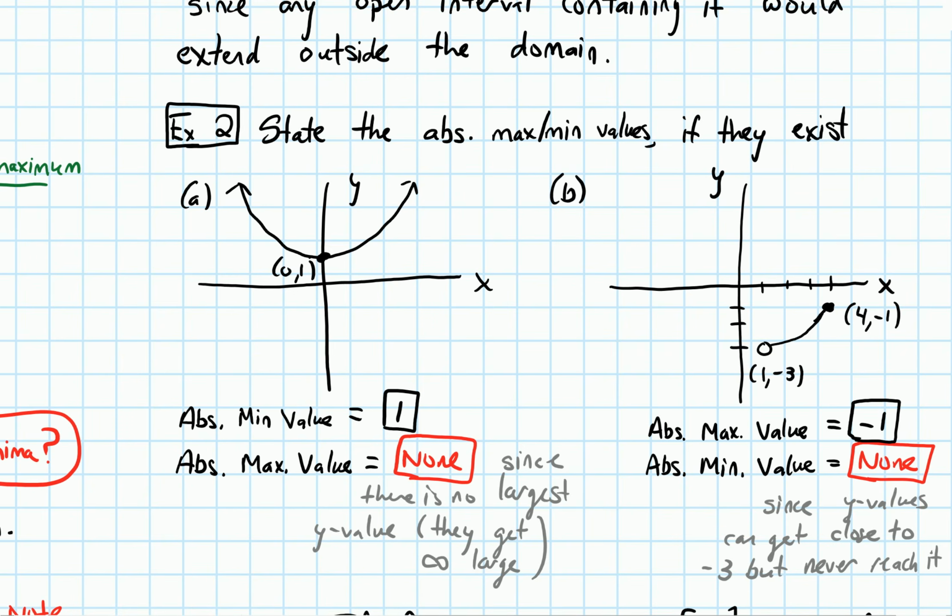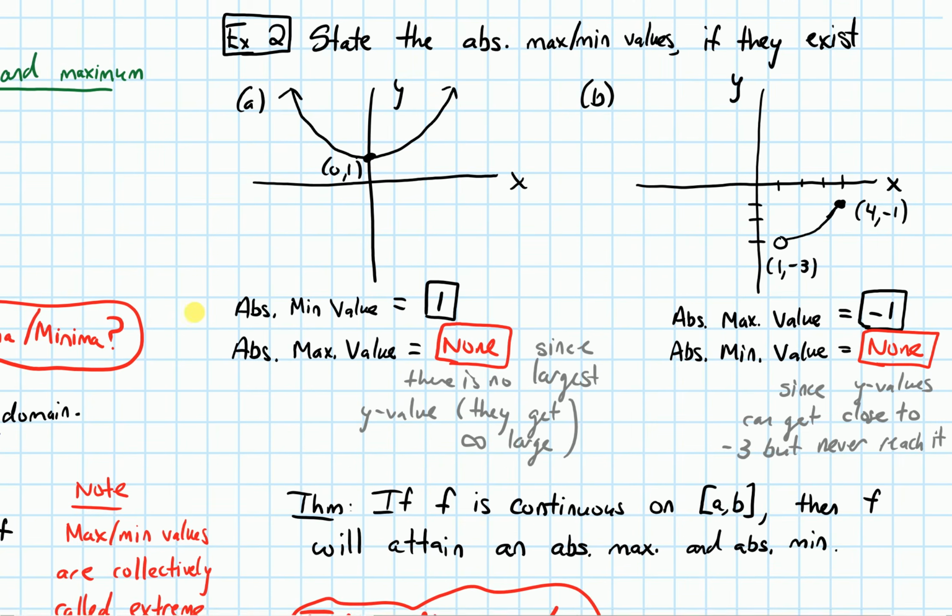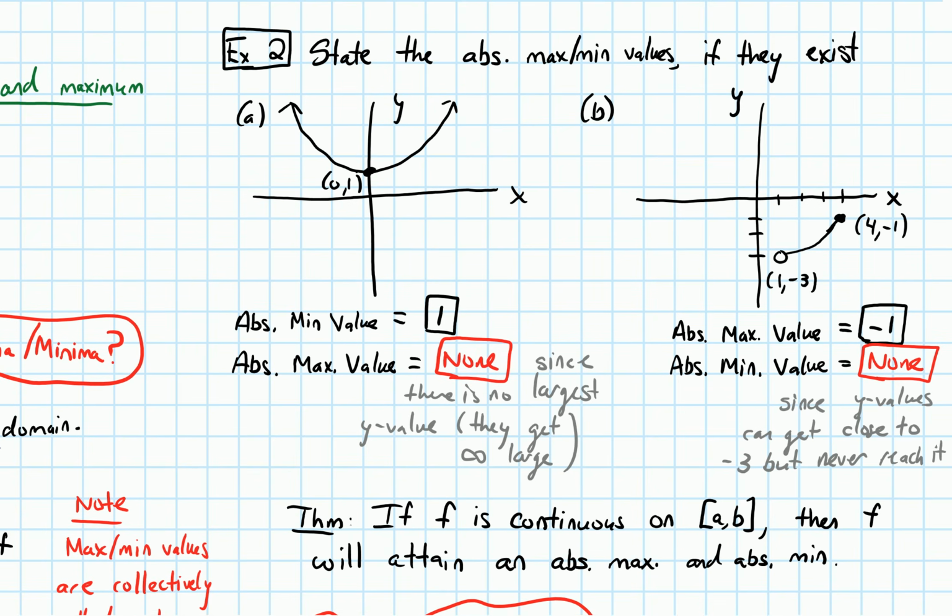All right, so what I want to end this video with is stating a theorem that states a condition that will guarantee, for a special type of graph, an absolute max and an absolute min somewhere within our domain. So it turns out that if my function f is continuous on a closed interval, so notice we have these closed brackets at a and b, then my function will definitely attain, which means it will have, for sure, an absolute max and an absolute min.